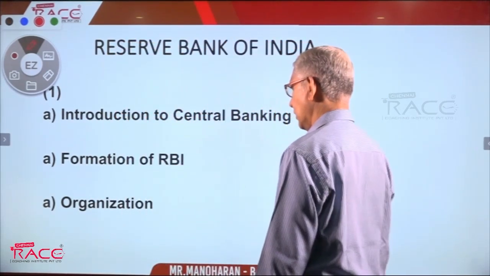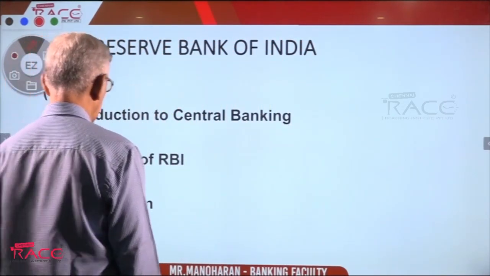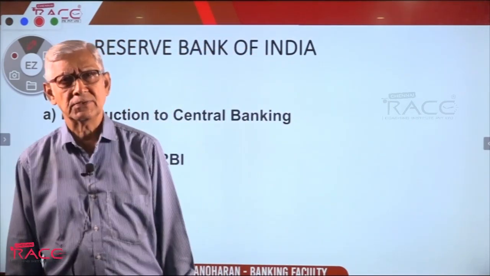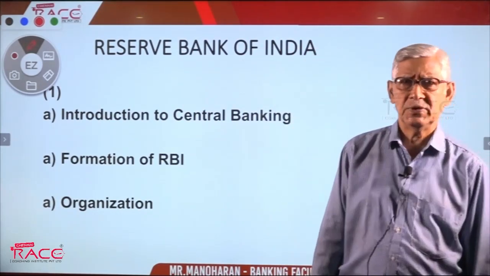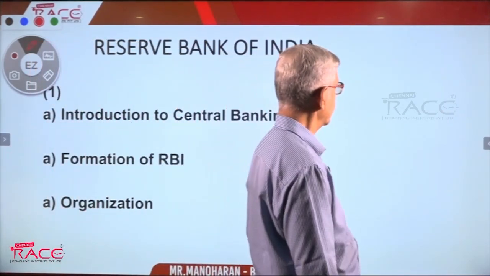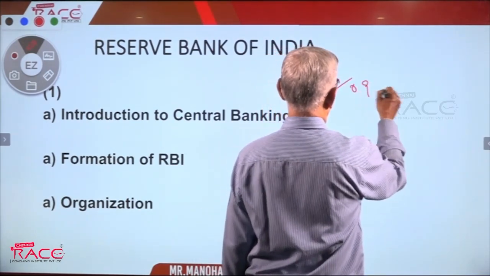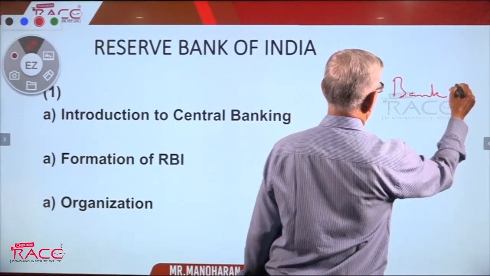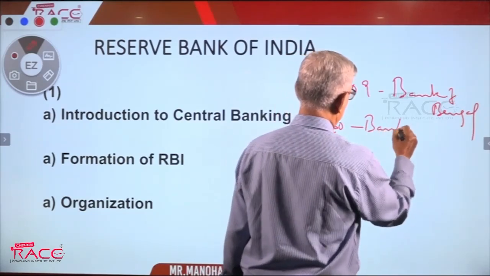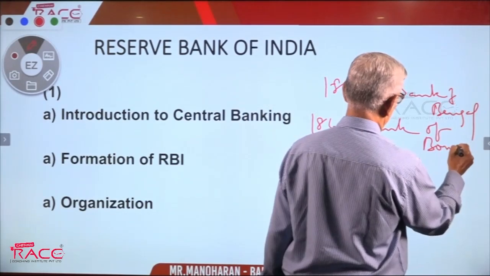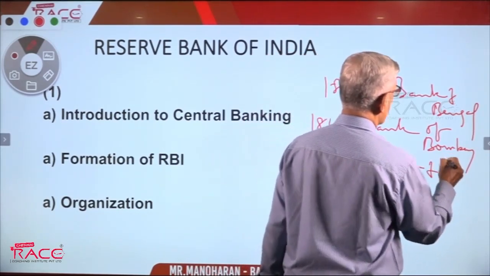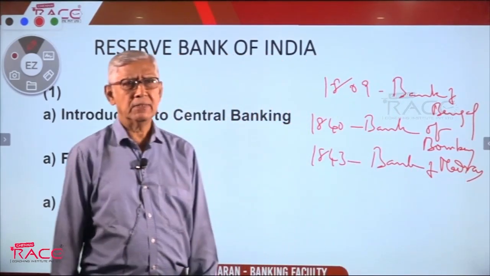First, the formation of Reserve Bank of India, when it was formed. For that we have to go back into history. The British came into India and established the East India Company. They started doing business. Any business requires banking service, so they established 3 banks. In 1806, Bank of Calcutta, renamed as Bank of Bengal in 1809. Then 1840, Bank of Bombay. Then 1843, Bank of Madras. These 3 banks are called presidency banks.